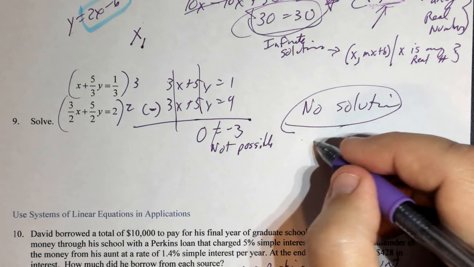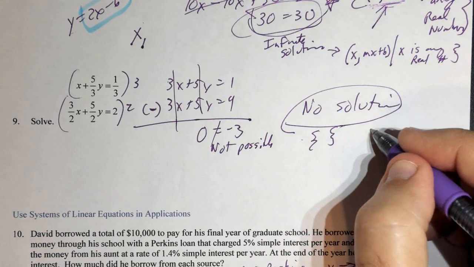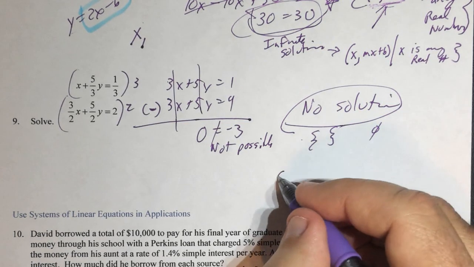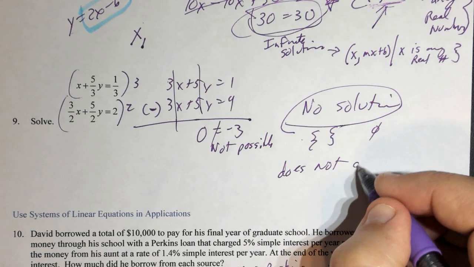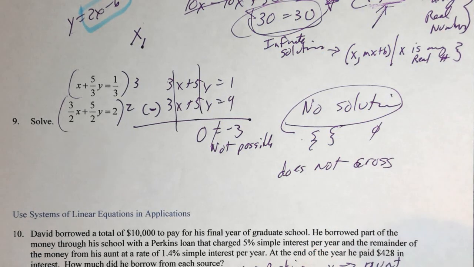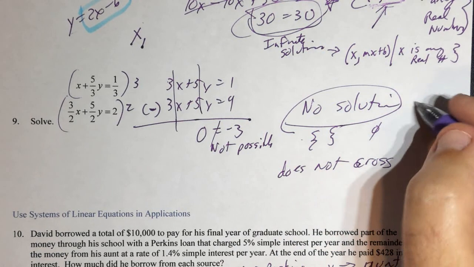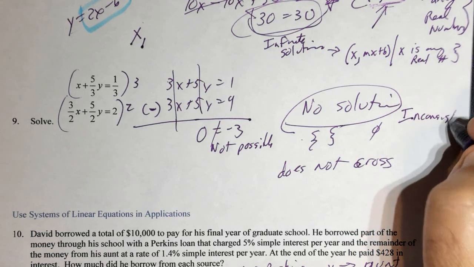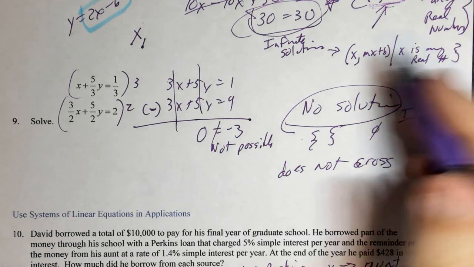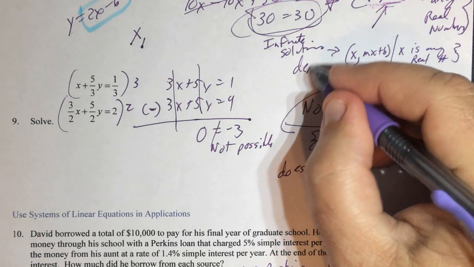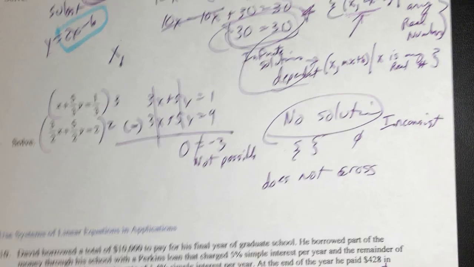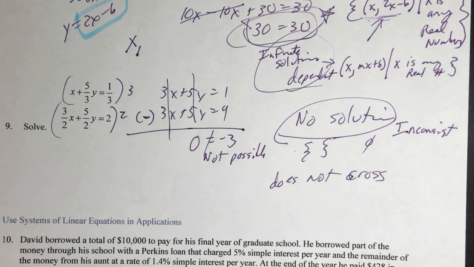If we write no solution, we can write the empty set for that. Okay, all this means is does not cross. Okay, we also talked about the terminology on the front page. This is inconsistent. Okay, well, infinite solutions are always dependent. Okay, so if they ask you which type, you got independent and inconsistent.